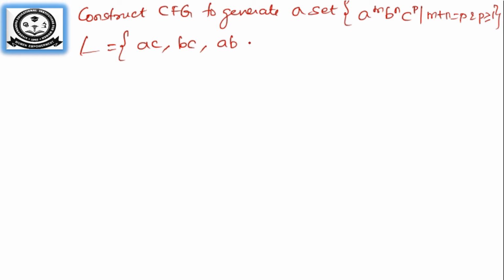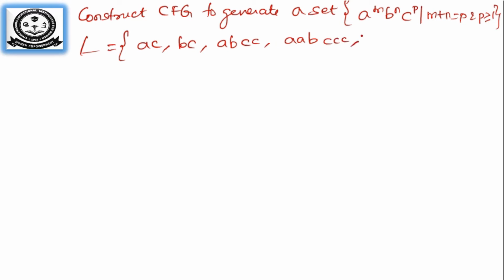p is equal to m plus n. So m plus n should be equal to p. Here m is 1, n is 1, so p is 2. So you will have 2 c's. Now let us have 2 a's and b is 1. Then how many c's will we have? It is 2 plus 1, 3. So you will have 3 c's.